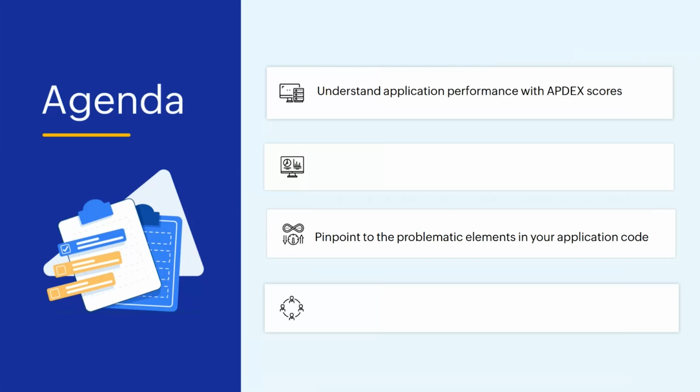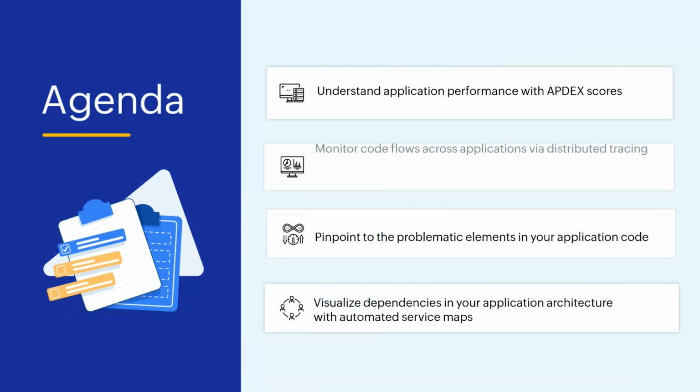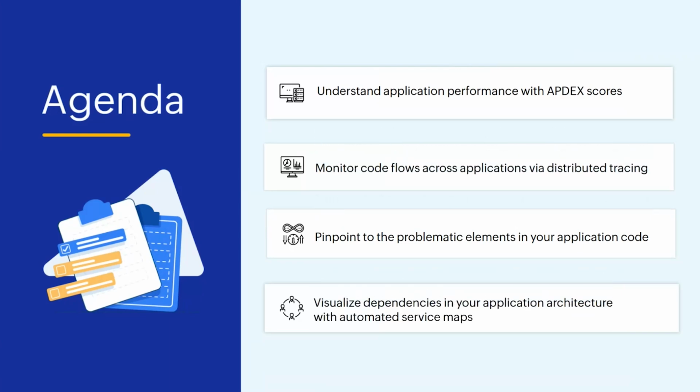Let's jump into today's agenda. So we are going to cover overall four parts, and in the first part, we will discuss and understand the application performance with the APDEX score. In the second part, we will explore how you can monitor code flows across applications via distributed tracing. In the third part, we will be looking at how you can directly pinpoint the problematic elements in your application code. Lastly, we will visualize the dependencies in your application architecture with the help of the automated service map feature.